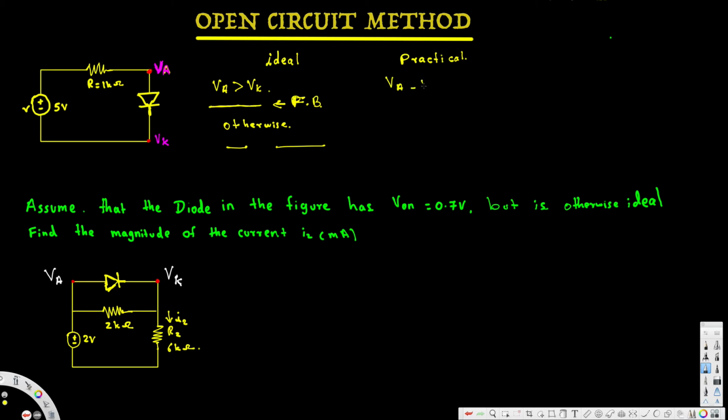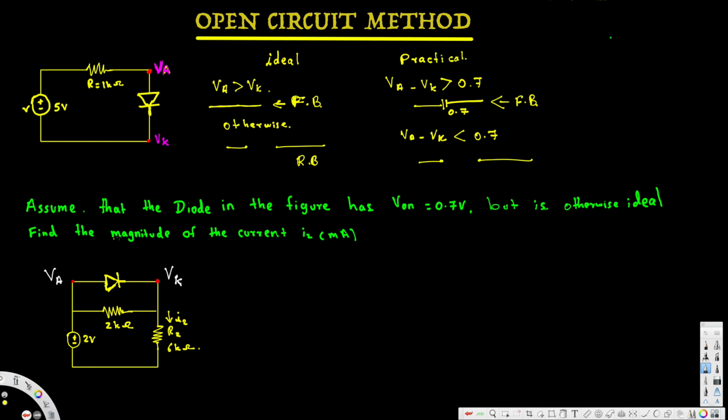For a practical diode, this is different from ideal. If VA minus VK is greater than 0.7, this is forward bias and on, and we replace it with a 0.7 voltage drop. This is forward bias, which means the diode is on. When it's open, this is reverse bias. Otherwise, if VA minus VK is less than 0.7, we replace it with an open circuit.